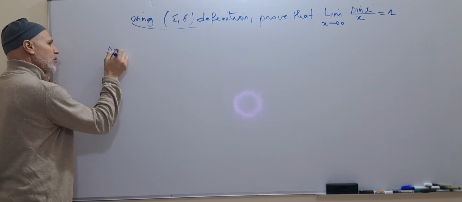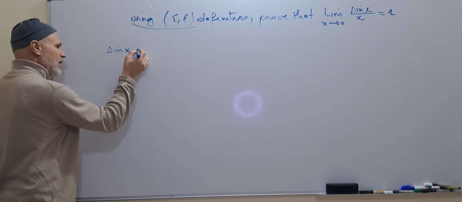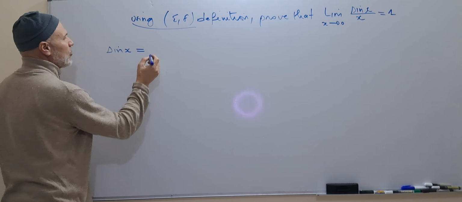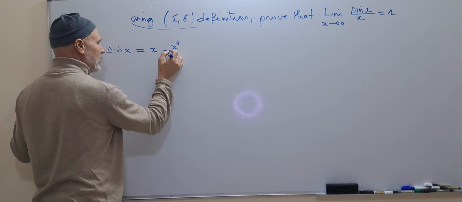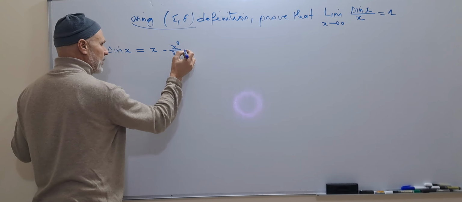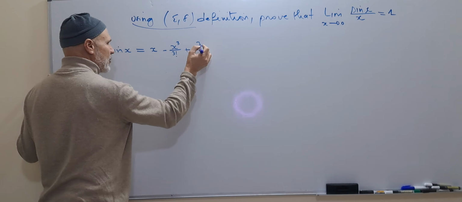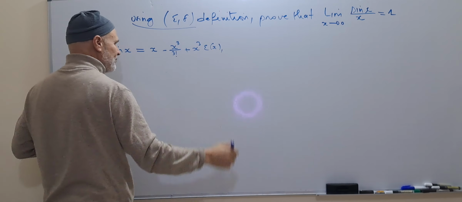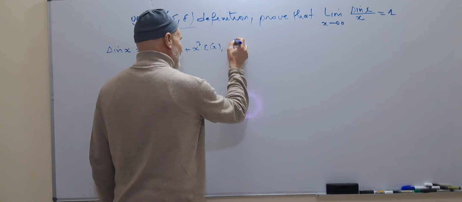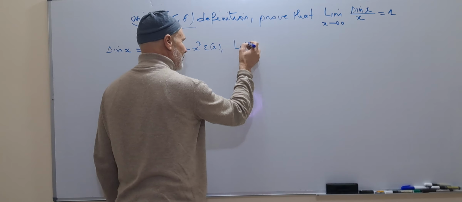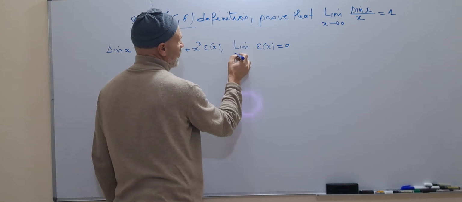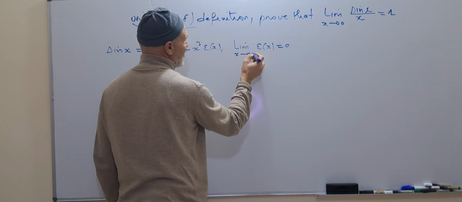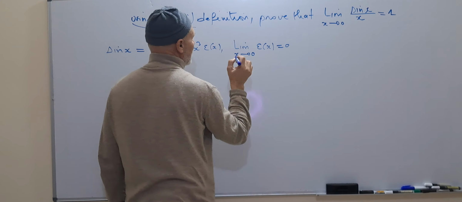In the neighborhood of zero, sine x is equal to x minus x power 3 over 3 factorial plus x power 3 epsilon of x, such that the limit of epsilon of x is equal to 0 when x goes to 0.